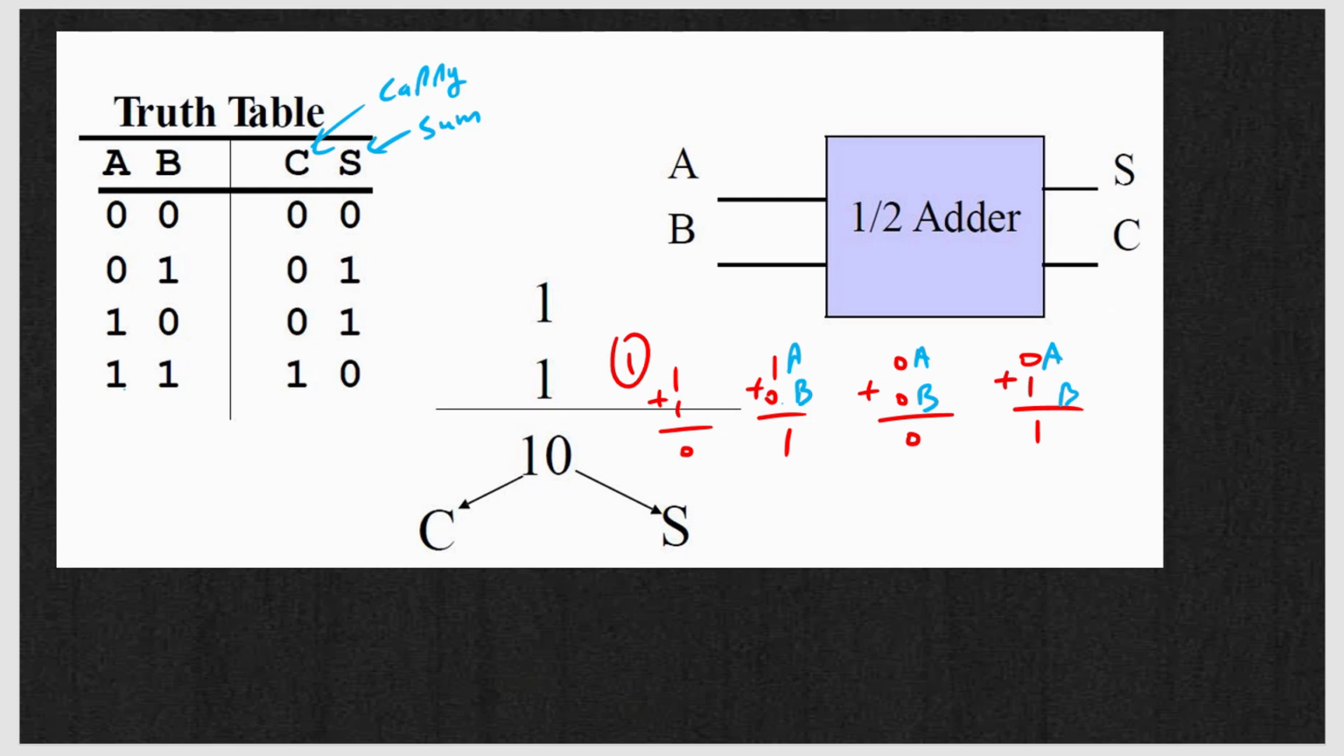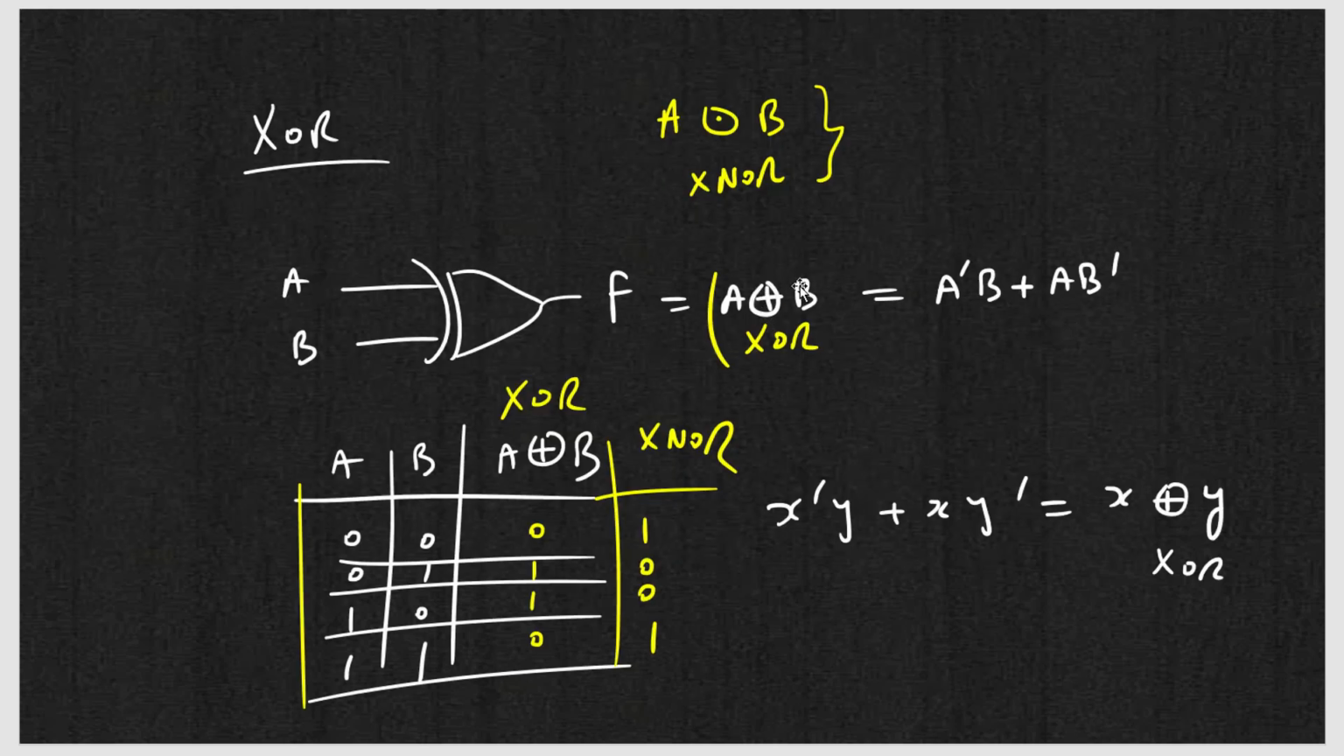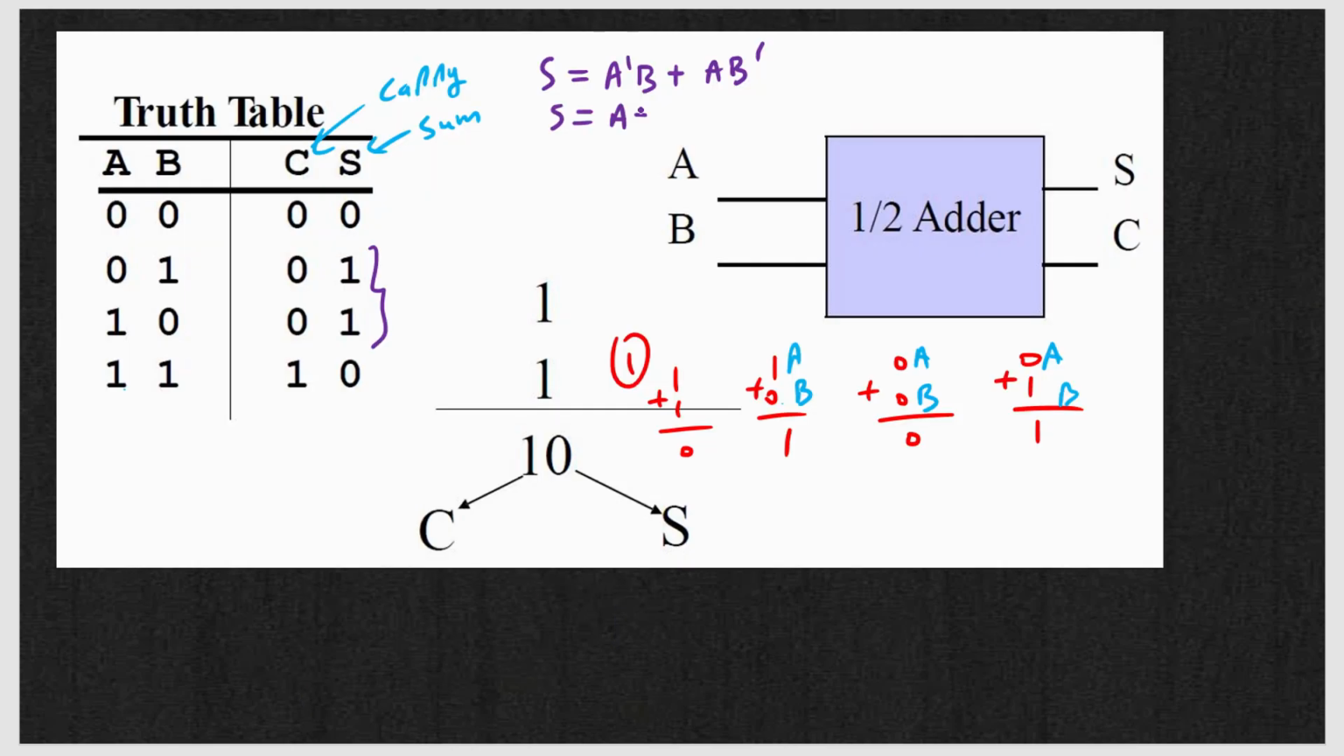This could be an exam question. What is the Boolean function for the sum S and the carry? Give me the SOP for S. You want the sum of products? Yes. So we have A prime B plus A B prime. That's it, right? Yes, it's XOR. So it's a XOR of the inputs.